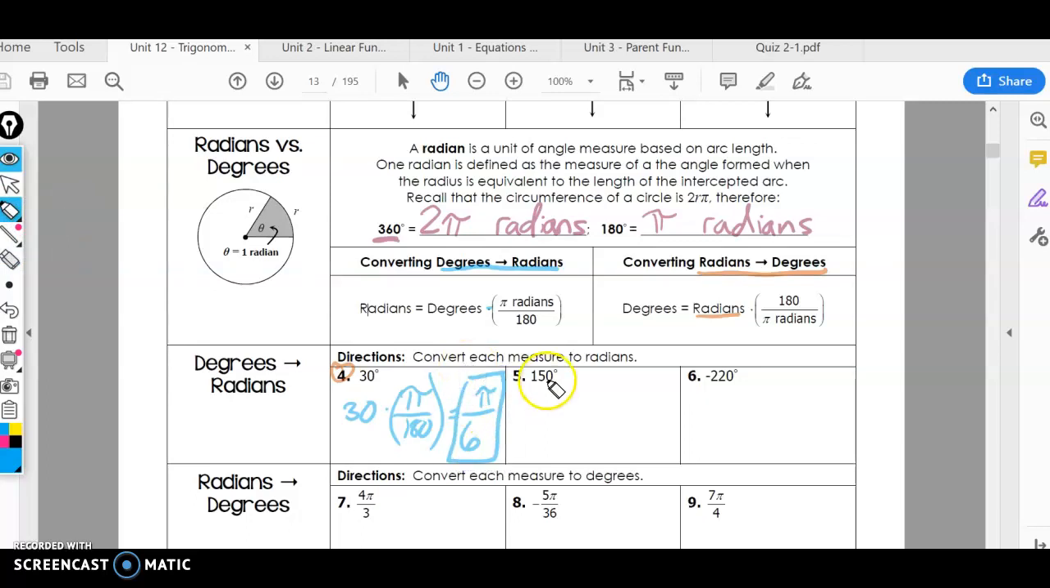Let's do number 5. 150 times pi over 180. That simplifies to 5/6, and just leave the pi on top. Same thing with negative angles. We'll talk more about negative angles in our next video. But for now, you follow the same formula, negative 220 times pi over 180. That simplifies, and it's okay if you have an improper fraction. You're going to get negative 11 over 9. Do not change this to a mixed number. Leave it improper with the pi on top.